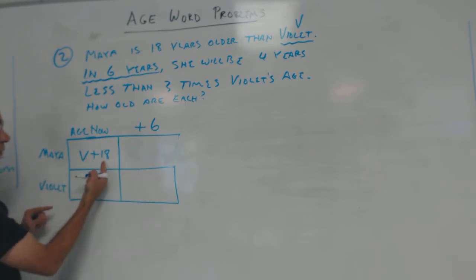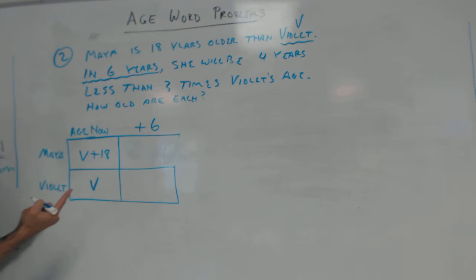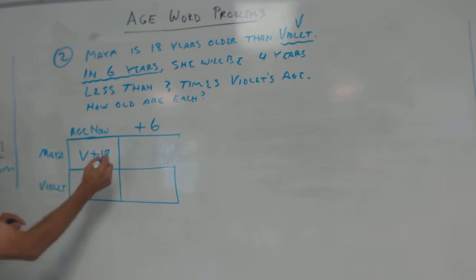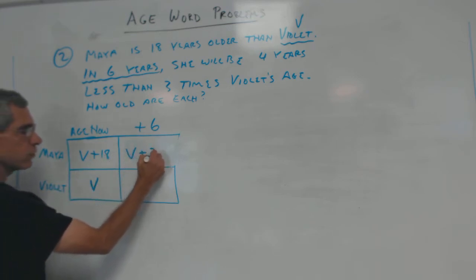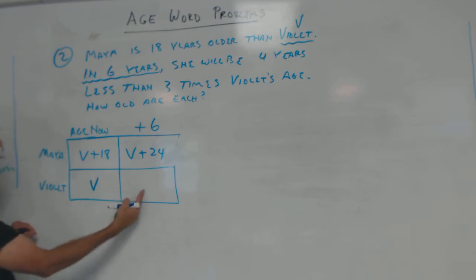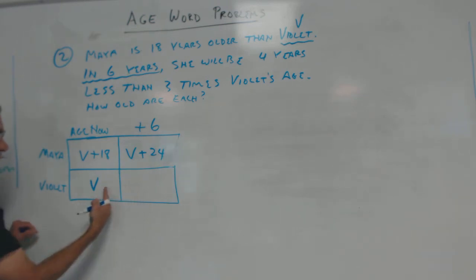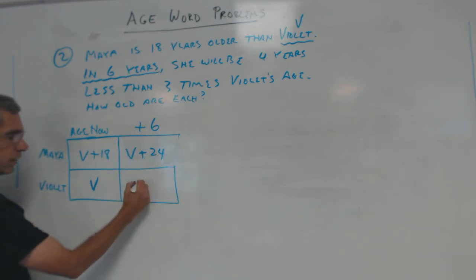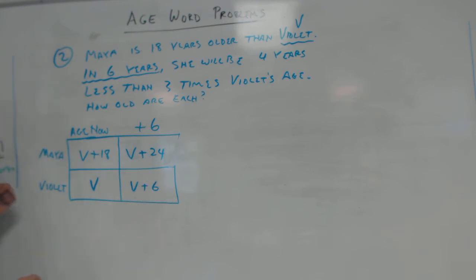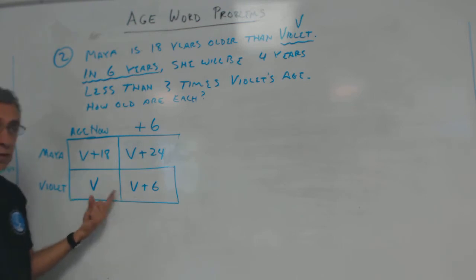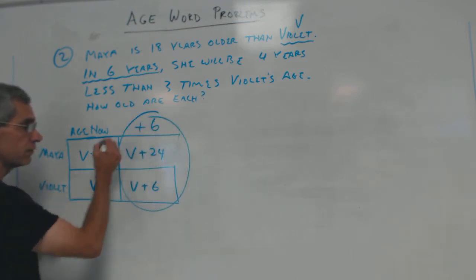So I could write V plus 18 plus 6, but what's 18 plus 6? 24. So I could just write V plus 24. And then what would I put here? X or V plus 6. V plus 6. All right? So now that I have gotten that filled up, I can start reading the second line. It says, in 6 years. Which column is that? The right one. That means I'm going to use all of this information.